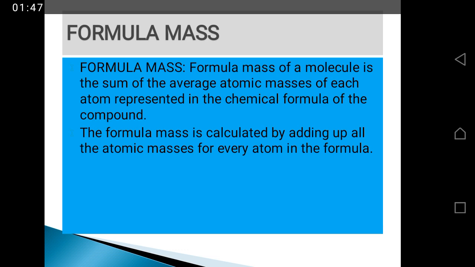Formula mass is also regarded as relative molecular mass, and it could either be relative atomic mass or relative molecular mass. Relative atomic mass if it involves an element or an atom. Then relative molecular mass if it involves a compound. So when you calculate the sum of the individual relative atomic masses of each atom in that compound, the sum will give you the relative molecular mass, also regarded as formula mass of the compound. So formula mass.